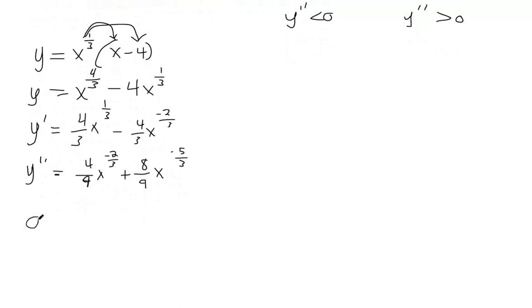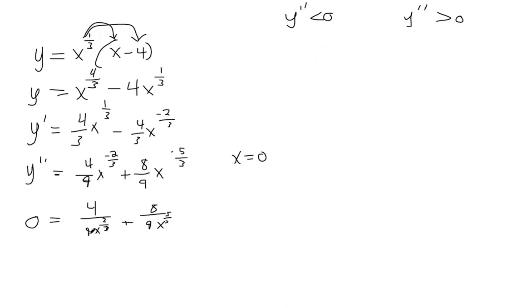Now we want to set that equal to 0. So that's 4 over 9x to the 2/3 plus 8 over 9x to the 5/3. And then, just like with critical points, with potential inflection points, you set the second derivative equal to 0 and then list all the solutions or all the places where the derivative fails to exist. So at x equals 0, the second derivative fails to exist, right? So that's a potential inflection point that we'll want to test.